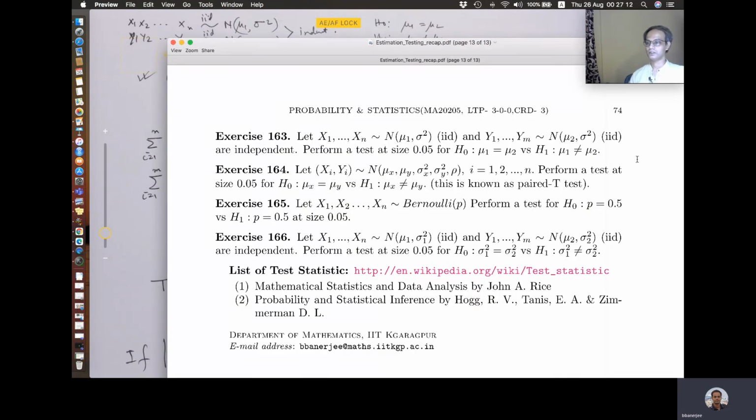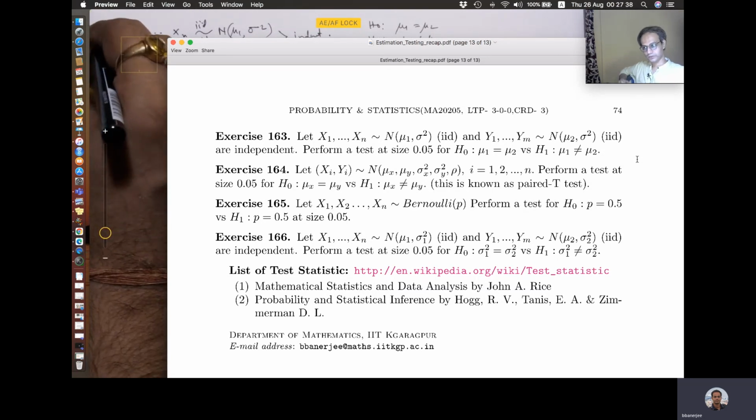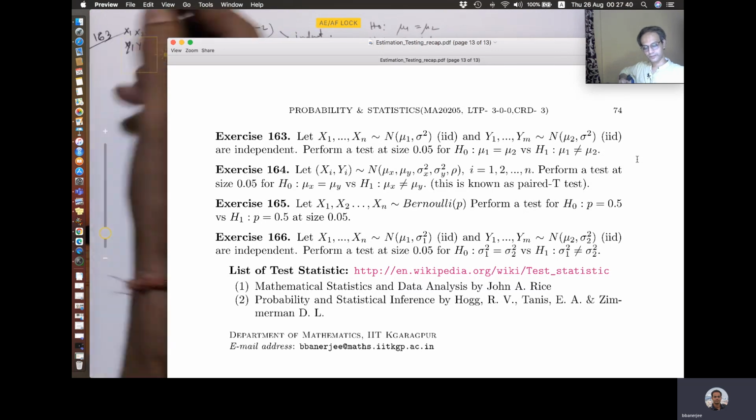Similarly, perform a test for mu x equals mu y when you have data from a bivariate normal distribution. It is known as a paired t-test. There is also an interesting test for, so let me also give you the hint. So this is for exercise 163.